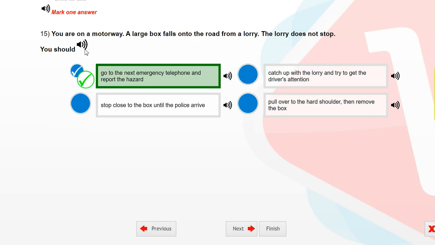You are on a motorway. A large box falls onto the road from a lorry. The lorry does not stop. You should.